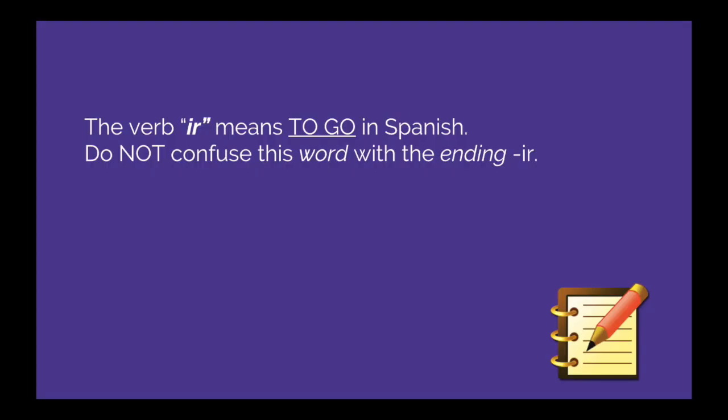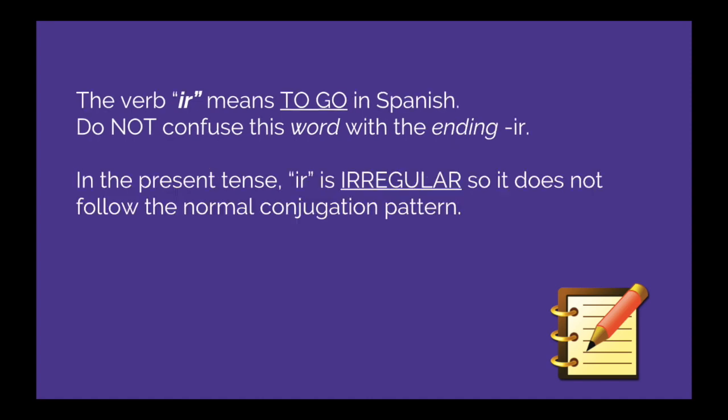Let's start with the basics. The verb ir means to go in Spanish. Something that a lot of kids do, and I want you to watch out for, is to confuse this word with the ending -IR. There are -IR endings and there's the verb ir. Anytime we're talking about the -IR ending, you'll see a little dash in front of -ir. If you don't see that little dash, we're probably talking about the verb ir, which means to go.